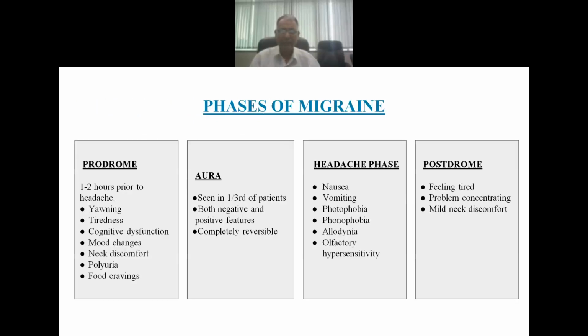These are the phases of migraine, which some books describe as only three: aura, headache phase, and postdrome. While a prodrome phase has also been added recently, and this also carries its own importance. The prodrome is 1 to 2 hours prior to the development of headache. It is characterized by yawning, tiredness, cognitive dysfunction, mood changes, less discomfort, polyuria, and food cravings.